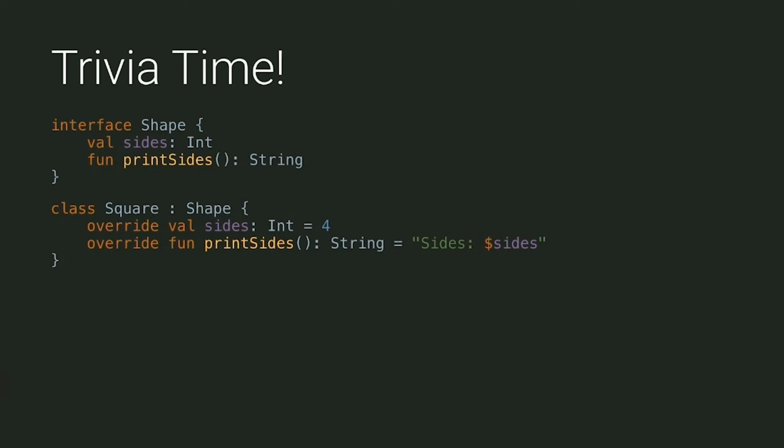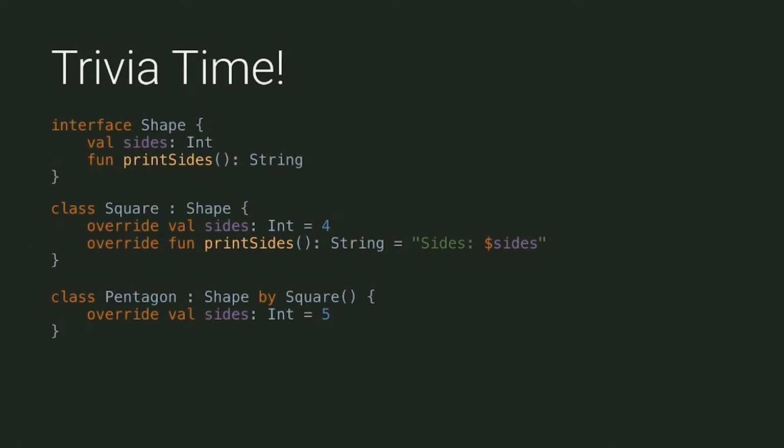Cool, now a little bit of trivia time, more for people that maybe are a bit more familiar with this. Let's say that we create an interface, call it Shape, containing a property and a method: property size, and a method printSize. Now we can have a class that implements this interface called Square. Square overrides size, we return 4, and overrides printSize and returns a string that simply says the word size and concatenates the property size.